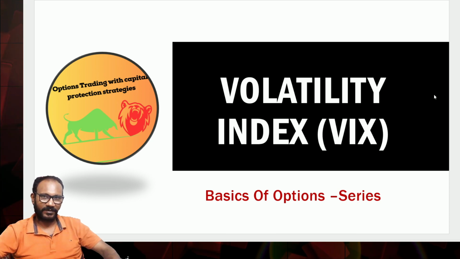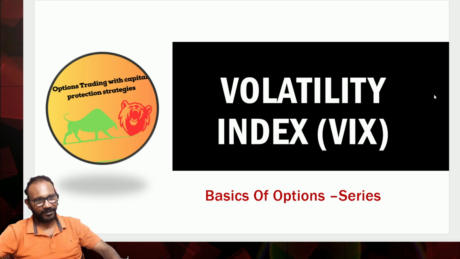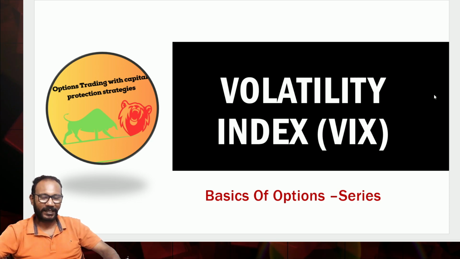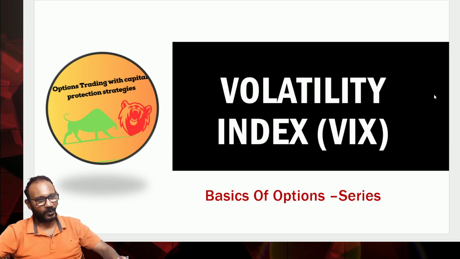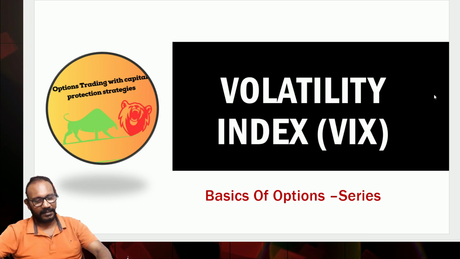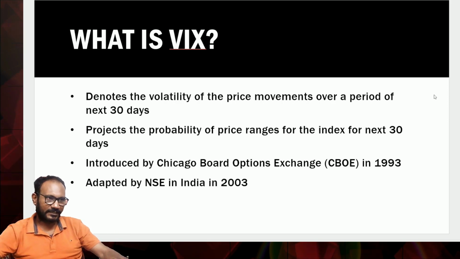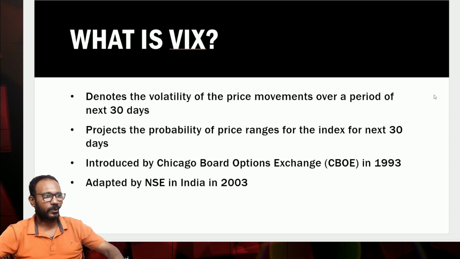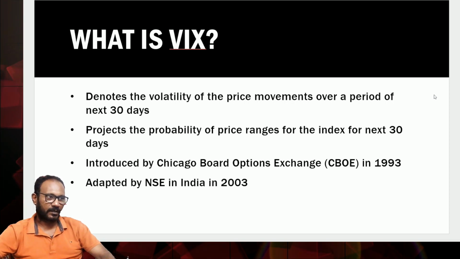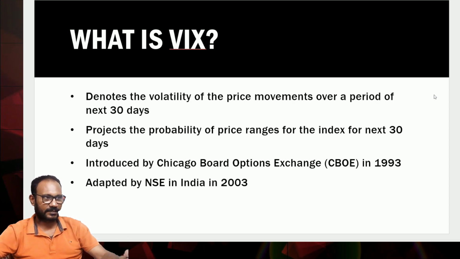In this series, we are going to explore a lot of concepts, of which the first one we are going to explore is Volatility Index, which is also called VIX. So, what is Volatility Index? Let's quickly dive in. It is a factor that denotes the price movement of an index over next 30 days. I will give you an example of how it works in the next slide.